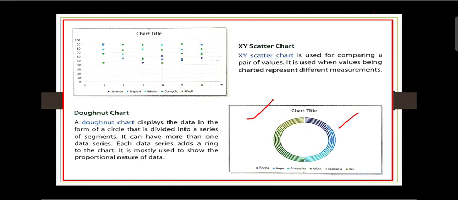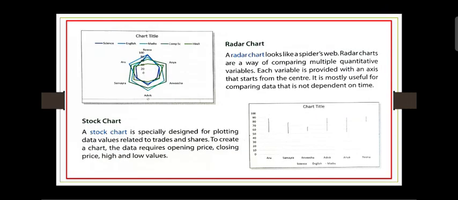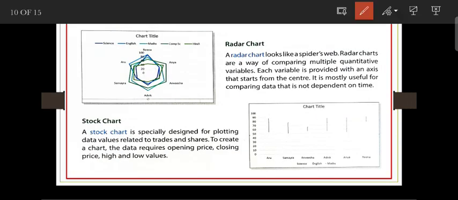Next is the radar chart. A radar chart looks like a spider web. So this is a radar chart. Radar charts are a way of comparing multiple quantitative variables. Each variable is provided an axis that starts from the center, zero. It is mostly useful for comparing data that is not dependent on time.